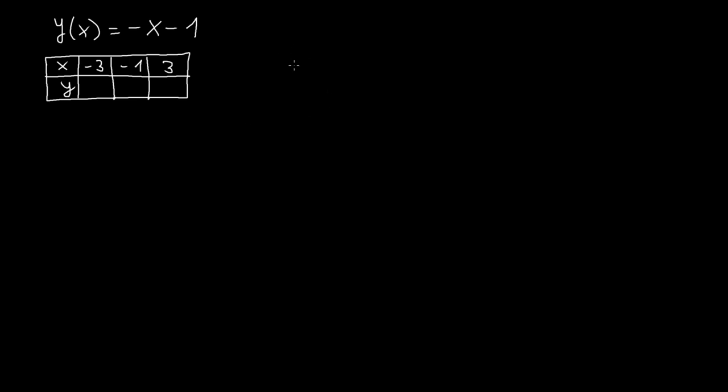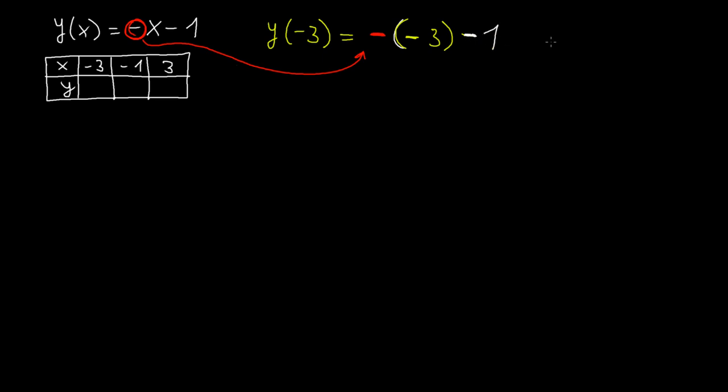Now, extremely important, let's evaluate for the first point, okay? So we have y at minus 3. Now, be extremely careful. The first minus comes from our function, which is right here. Only then we plug in our x. Now, our x is again minus 3, and then minus 1, which I will write in white.